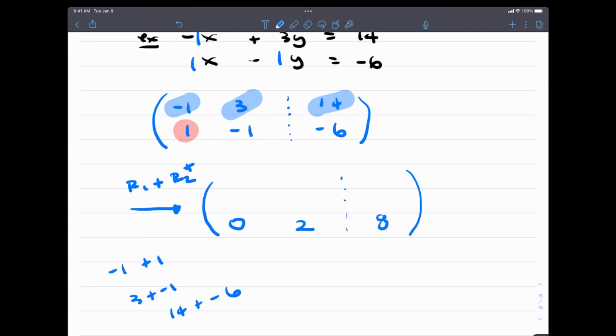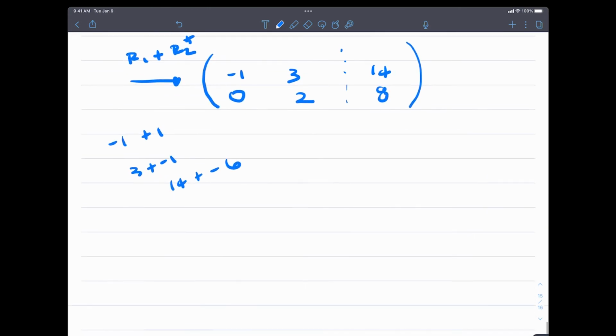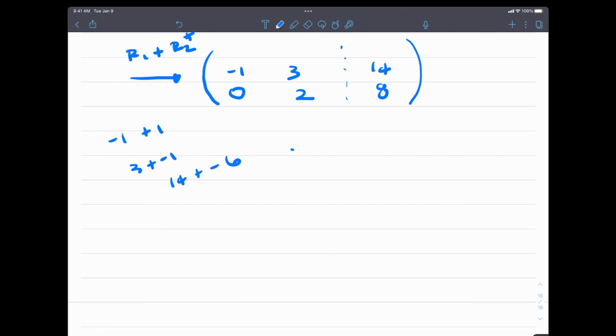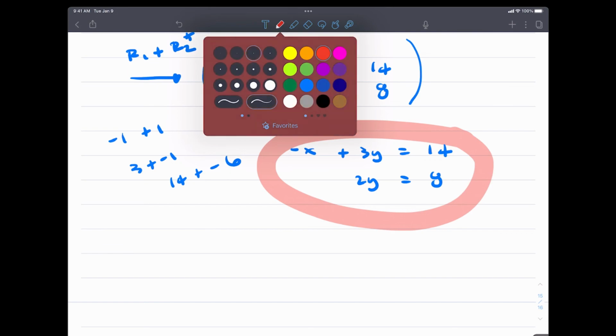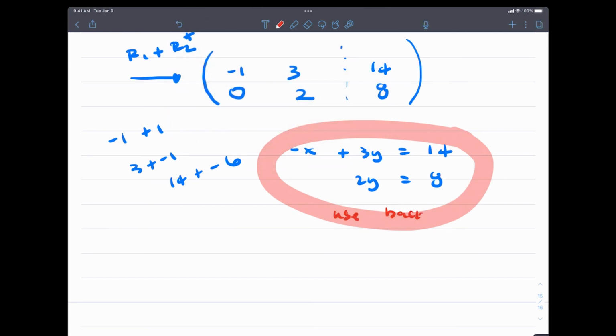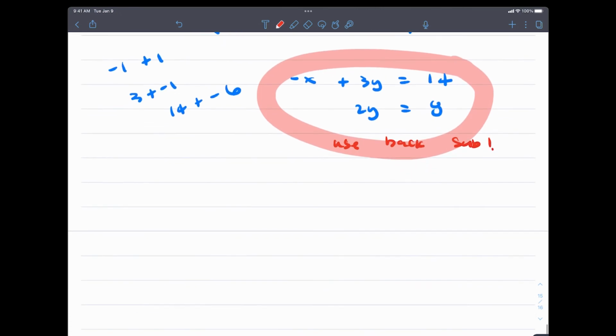Good job. Okay, now keep the first row the same. So now you're going to put these coefficients. This is negative x plus 3y is 14. Then you have 2y is 8, ladies and gentlemen. And I'm going to say use back substitution. Two y is 8. We can solve for y. That means y is 4. Yes, it does.